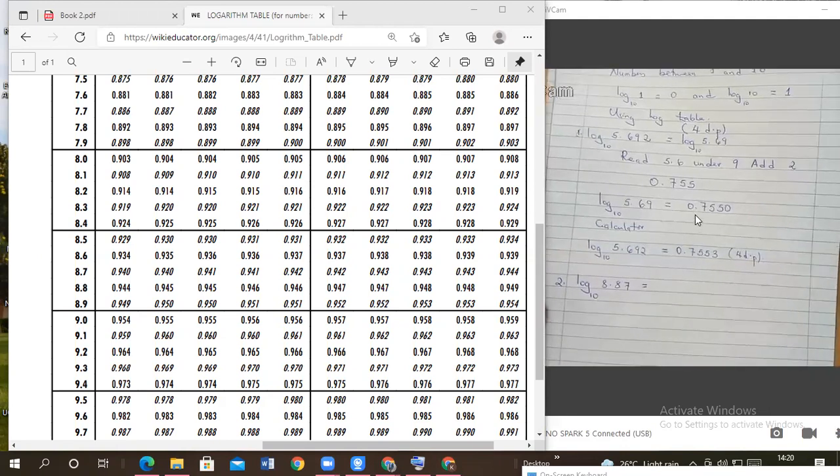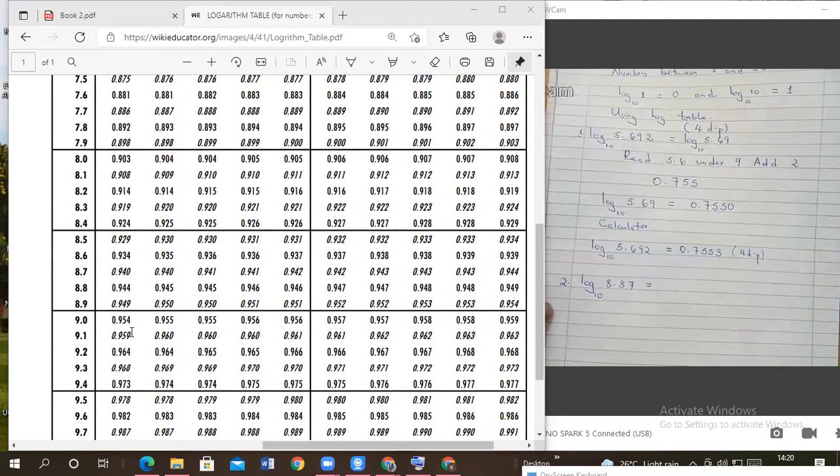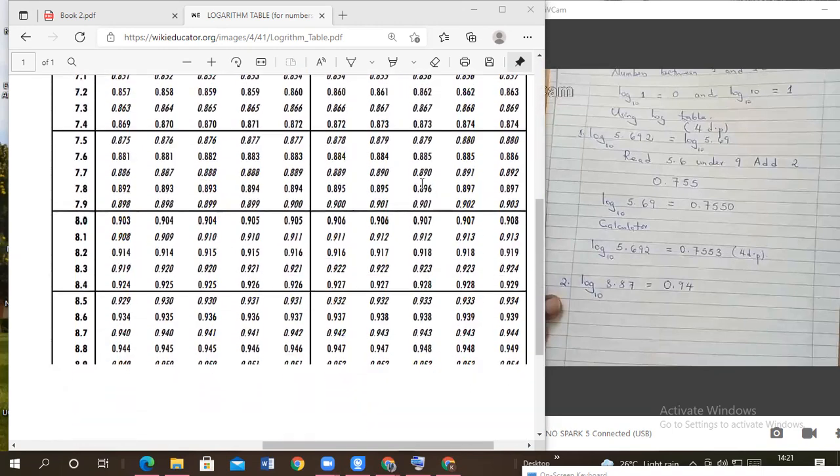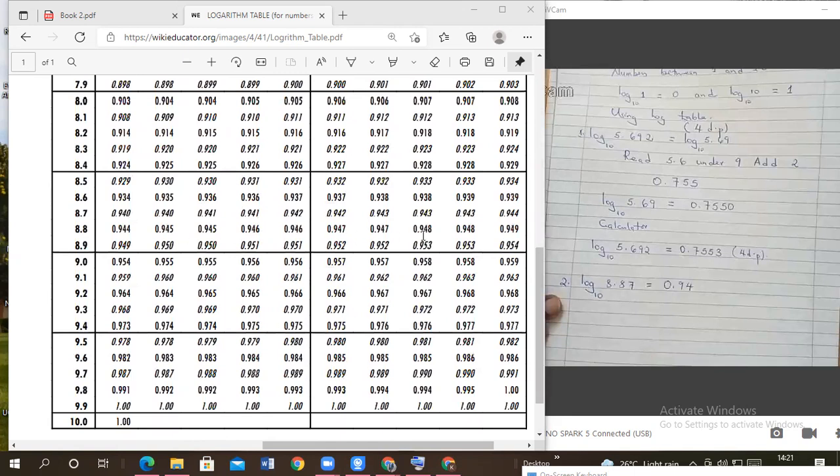What is the answer, members? 8.8 under 7. What answer do you have? From the table, read for me from the table. 0.947. 9 for what? 7. You check well here. We are adding 7. Are you seeing that? 9 for 8. You follow 8.8.